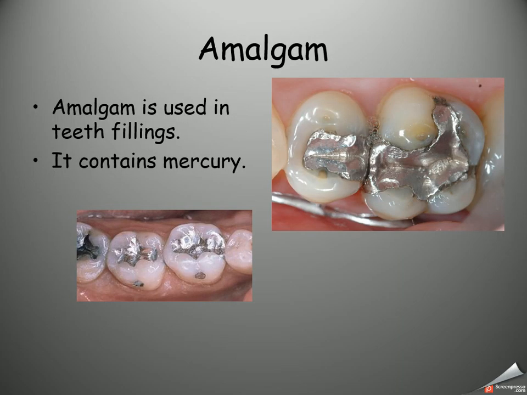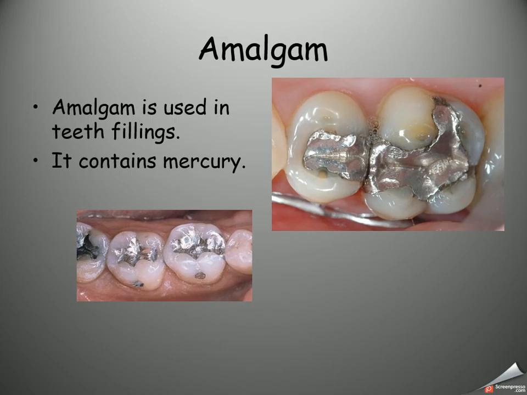Amalgam contains mercury and is used in teeth fillings. There's someone's teeth over there which has got amalgam in there. I disagree with this because I think it is potentially very dangerous because of the mercury it contains. Mercury is very, very poisonous. So I would always go for the polymer material, as you know from C1, and it tends to be a white colour, which is a lot better.